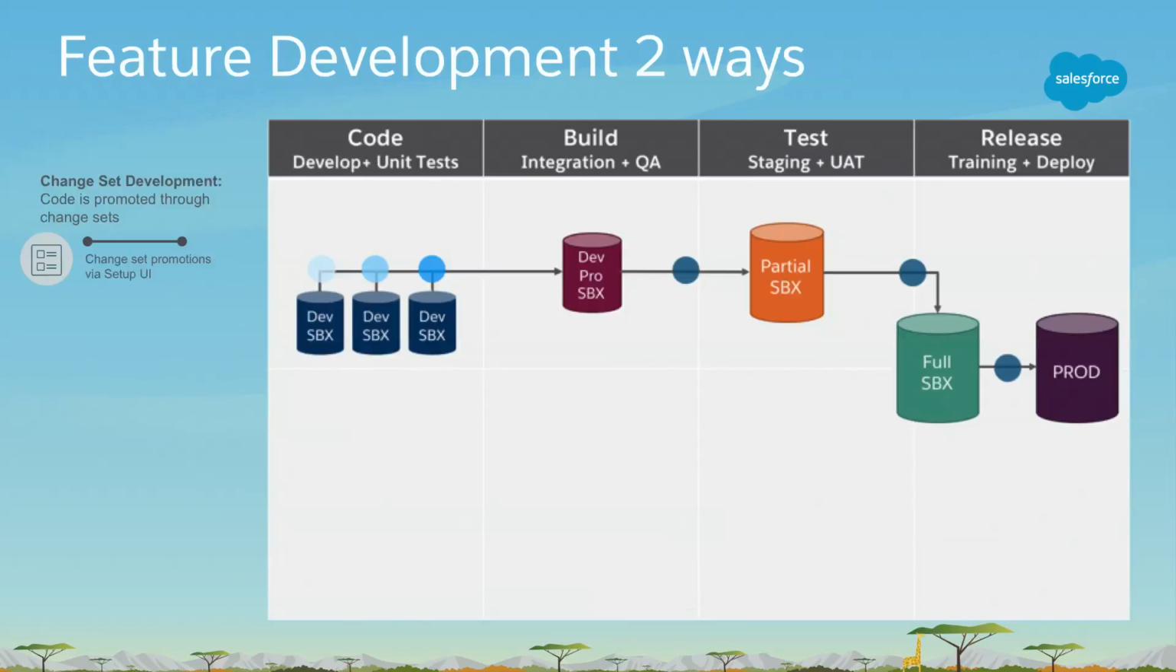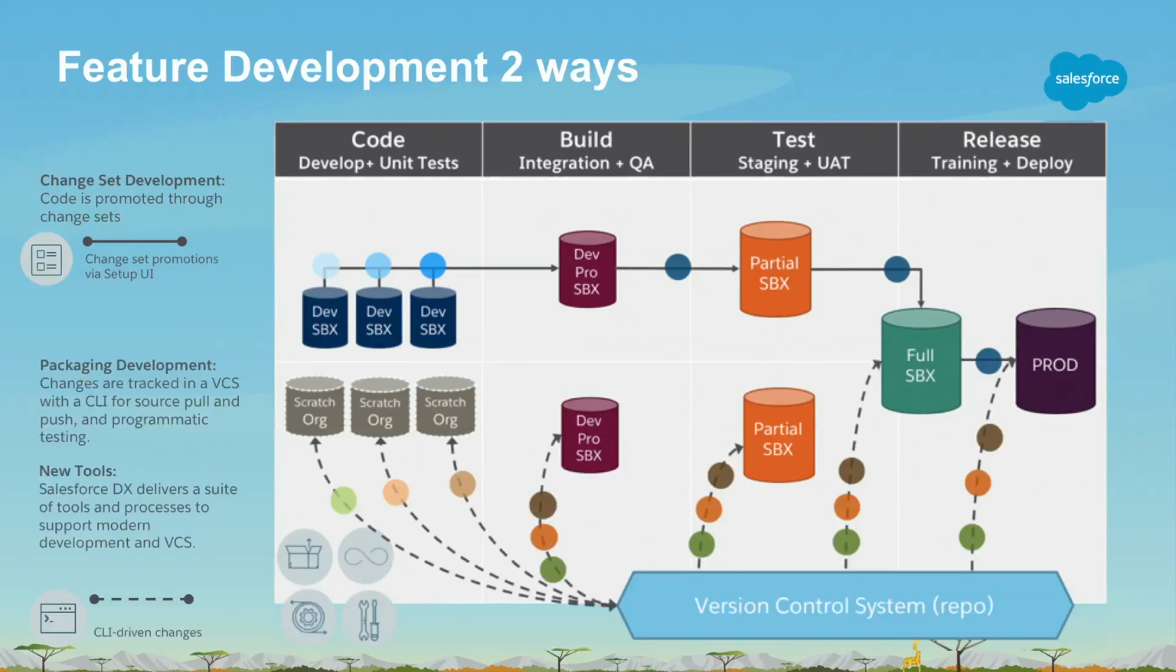And this is the model that most of you use, where you do a change set-based development, where changes get promoted from one type of sandbox or other type of sandbox. With the package-based development model, your version control system is a source of truth, and you'll use scratch orgs primarily in the development phase, and as you start getting into build, you'll create the packages and use them for building and testing purposes.